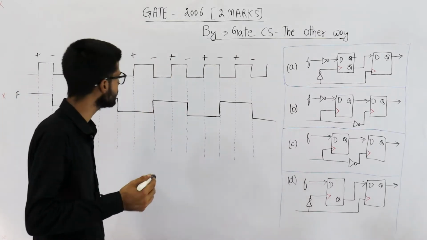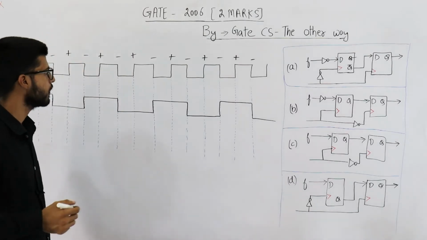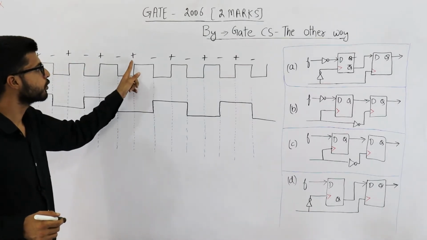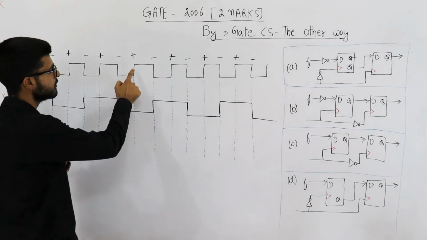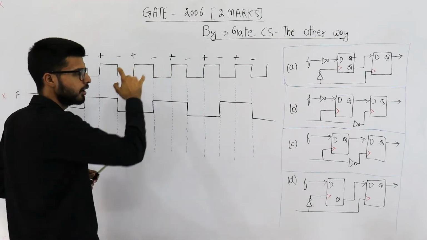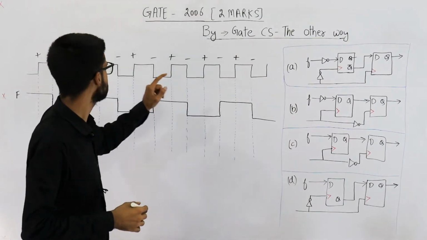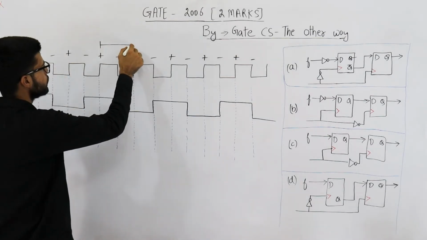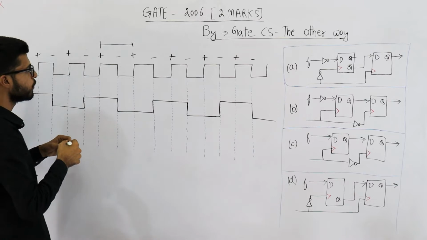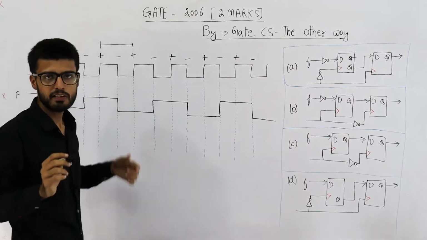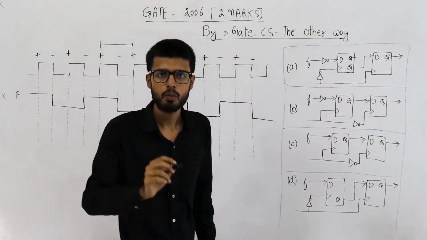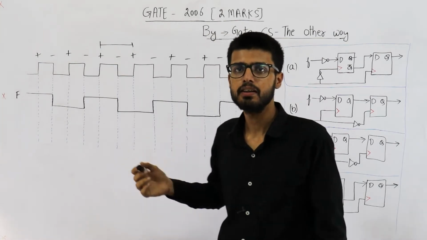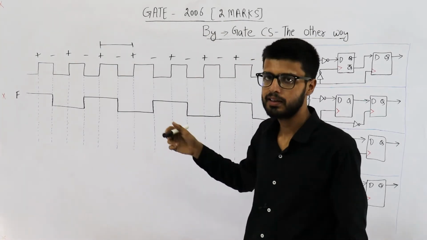What is the duty cycle of a signal or a clock? Just take two positive edges. So this one is a rising edge, this one is a rising edge. You can take any two edges. Let's say this one and this one. Between two positive edges of clock, for how much percent is the value equal to 1? That is the duty cycle.